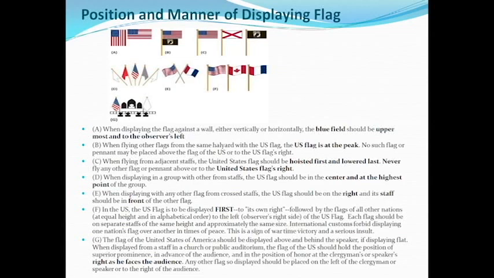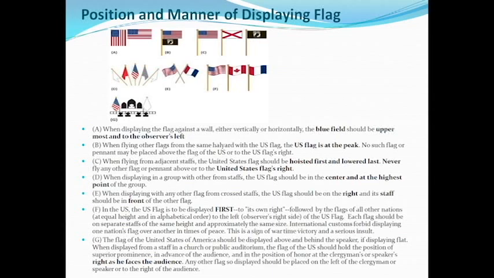Letter D. When displaying in a group with other flags from staffs, the U.S. flag should be in the center and at the highest point. Letter E. When displaying with any other flag from cross staffs, the U.S. flag should be on the right and the staff should be in front of the other flag.